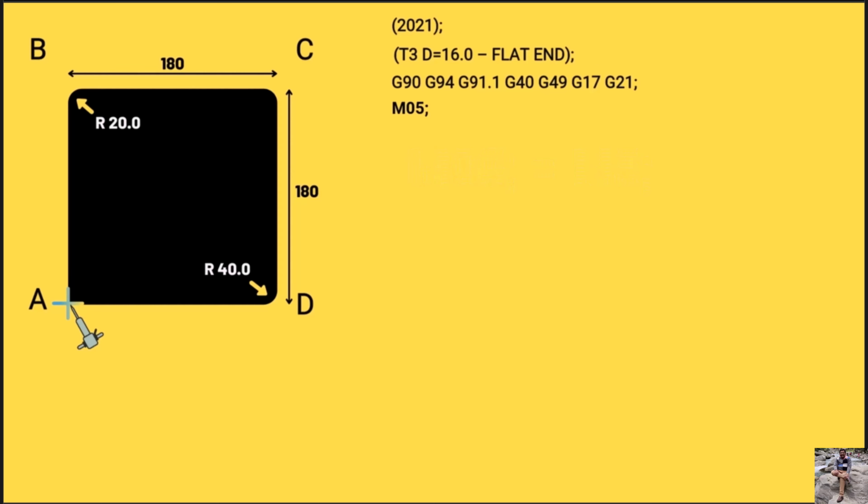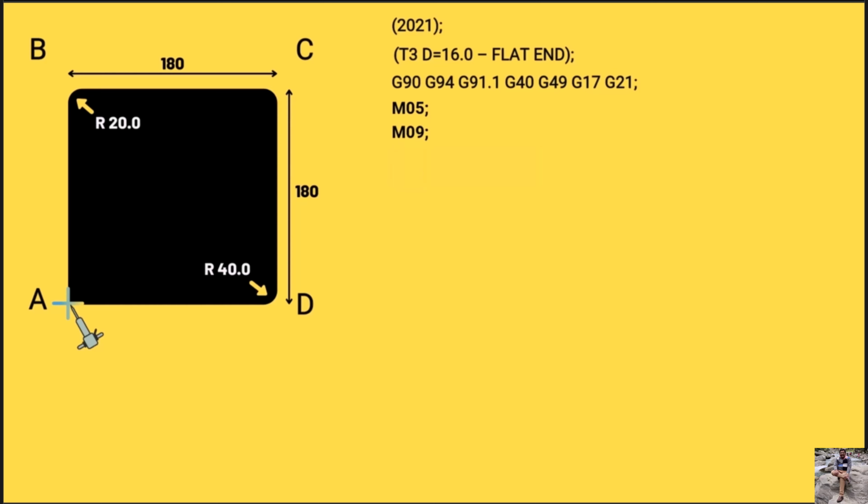Next is M09, which is our coolant off M code. So, if the coolant is on, it will turn it off at this point. If it is not on, the machine will just skip this line and continue reading the rest of the program.